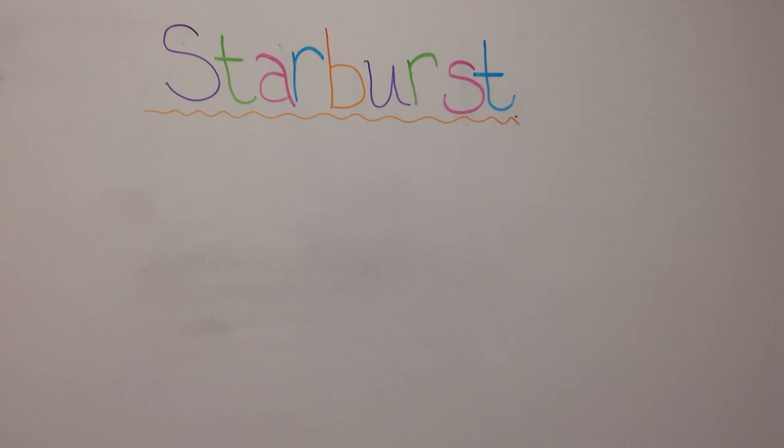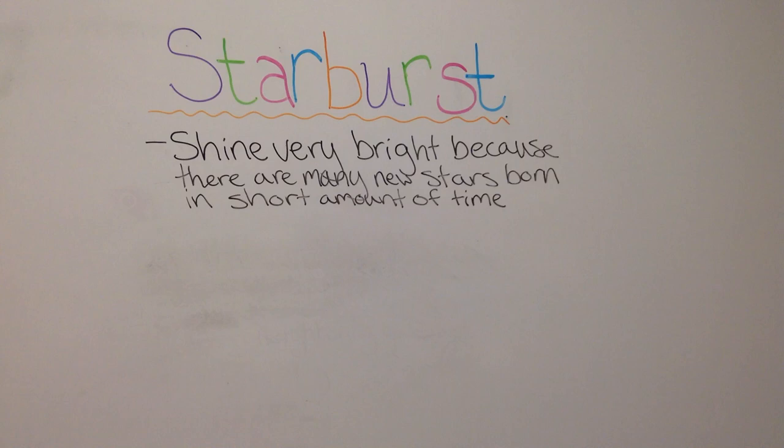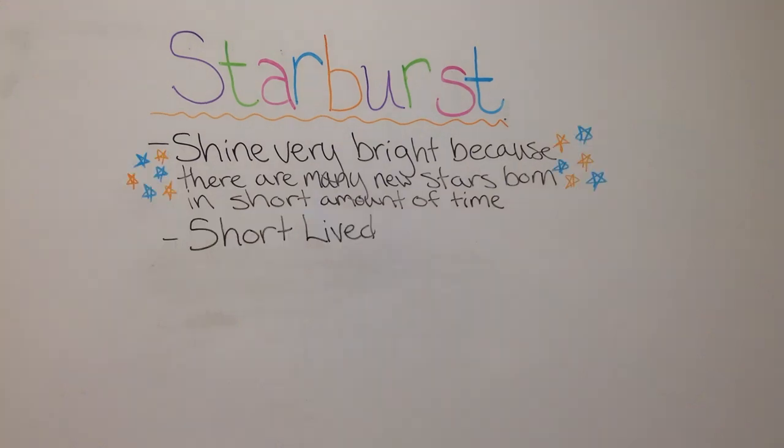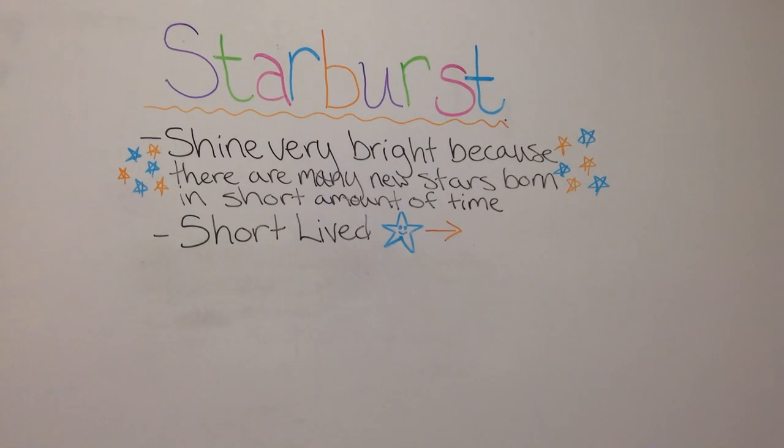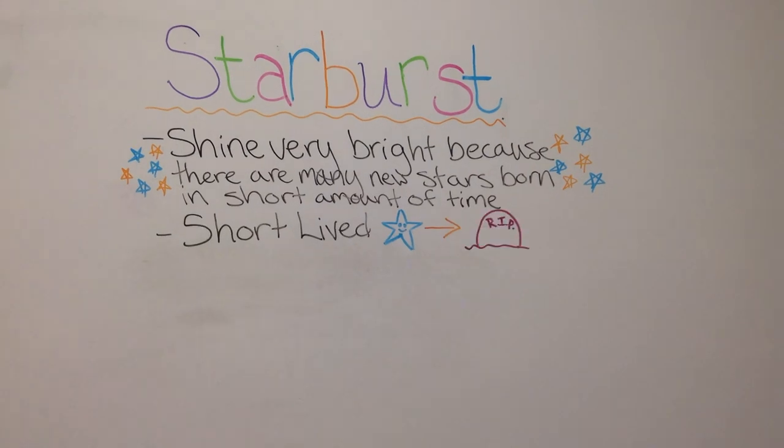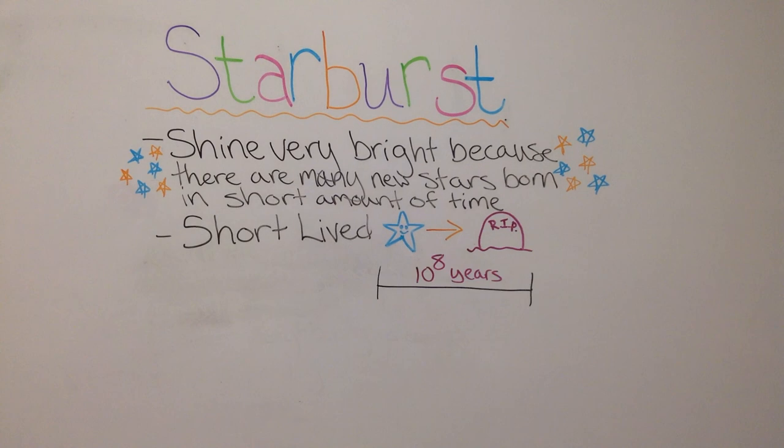Starburst galaxies shine bright because there are many newborn stars formed within a short amount of time, which is 1,000 times more than normal. The supply of gas and dust for star formation will be used up in about 10 to the 8th years, so these galaxies are relatively short-lived. The star formation can be caused by either tidal interactions between galaxies that pass close to one another, merging galaxies, or the presence of a galactic bar.